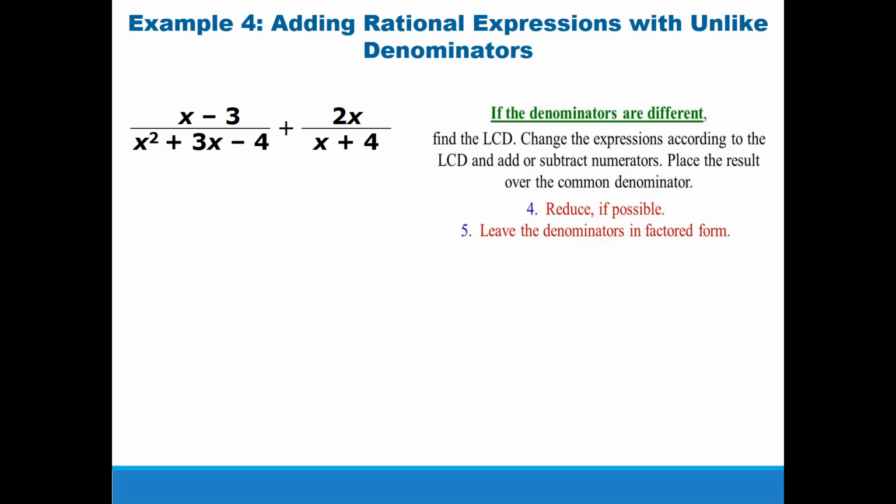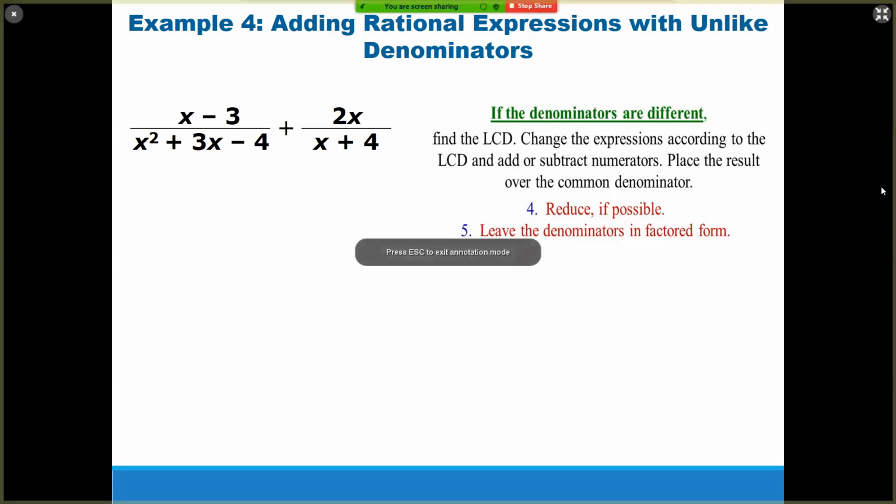Let's try this one. So example 4, first thing that stands out to me is that this right here is a quadratic that could easily be factored. So we're going to take that denominator and we're going to factor it. So since this is a quadratic, the first thing I'm doing with it is I'm going to factor it. Yep, factor it in your asterisk.